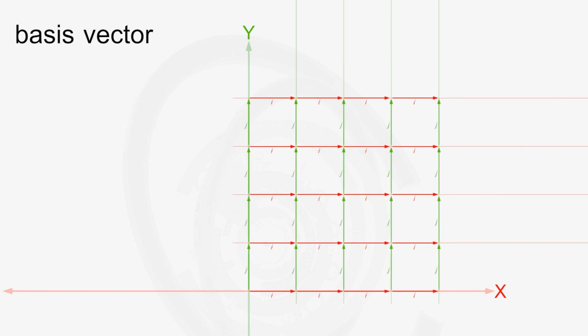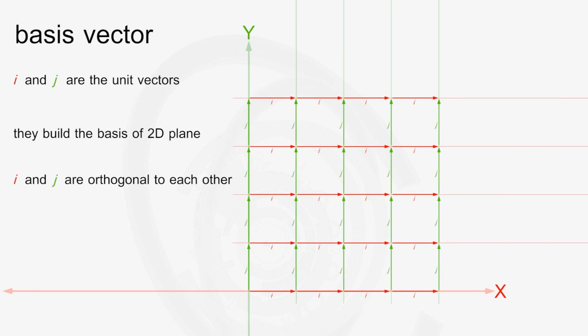And the same will be done to the y-axis. We will also cut it into equal blocks and give them the name j. From now on, i and j will define the unit vectors of the two-dimensional xy plane. We notice that i and j will always be perpendicular to each other, with an angle of 90 degrees between them.